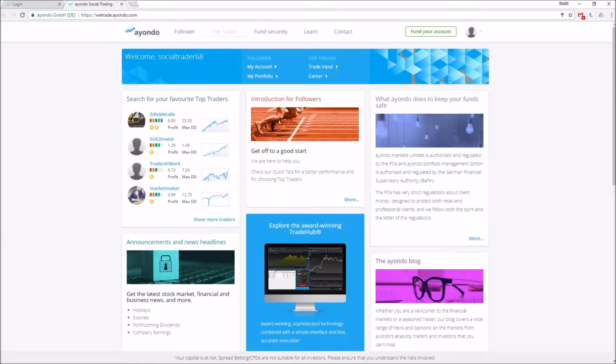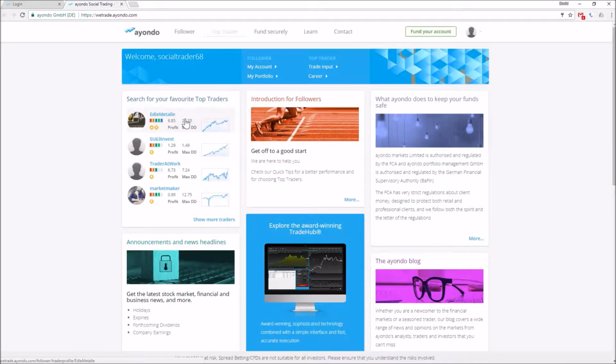There's another way of looking at this in the platform, and we'll come to that a bit later on. The first thing we need to do, if we're starting from scratch, is find traders that we can follow. We want to see what top traders there are who we can actually follow. So let's go to here. Here we've got search for some of your favorite top traders.